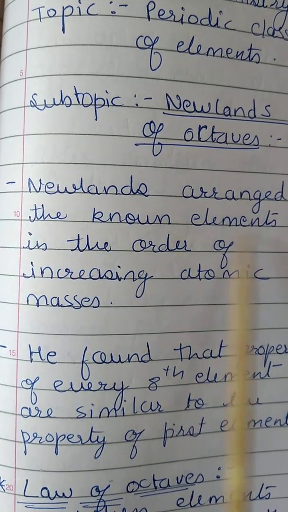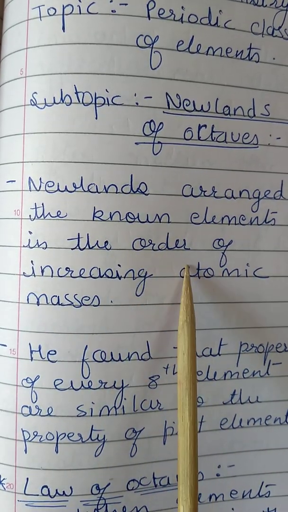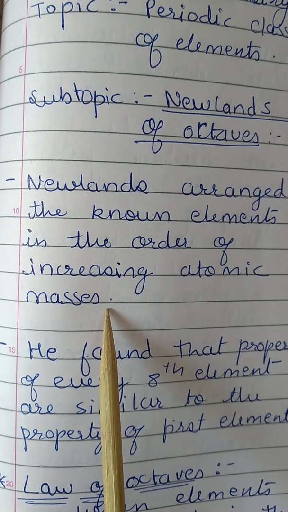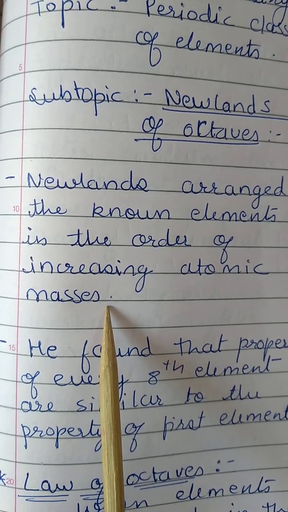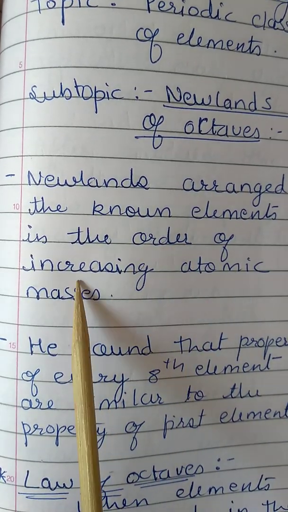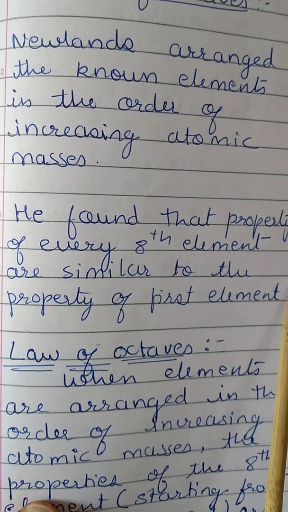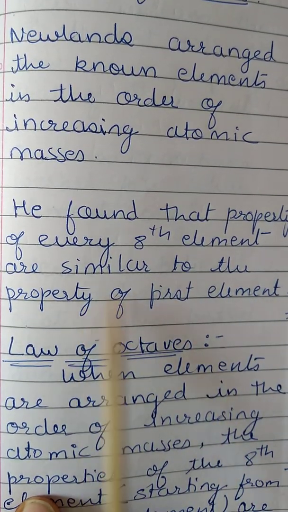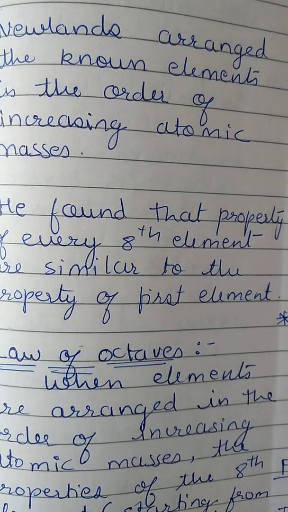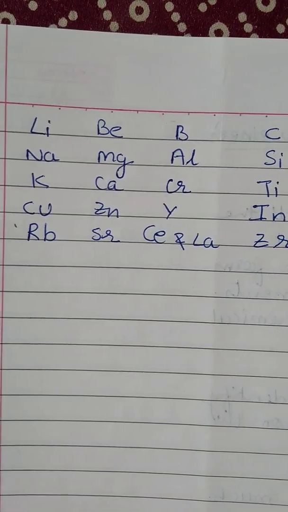So Newland arranged the known elements in the order of increasing atomic masses. Whatever elements were known, he arranged them in order of increasing atomic masses. He found that the property of the 8th element is similar to the property of the first element. What this means is that I have this chart of Newland's octave, which he made.